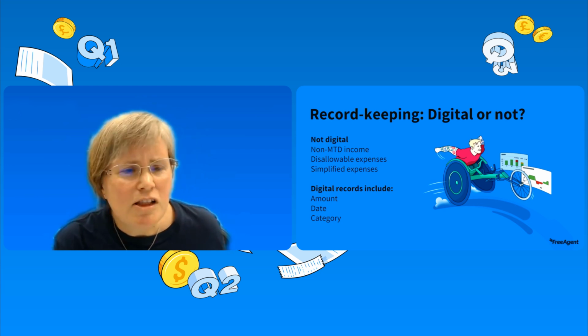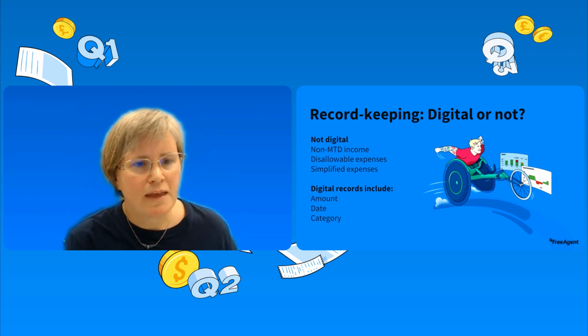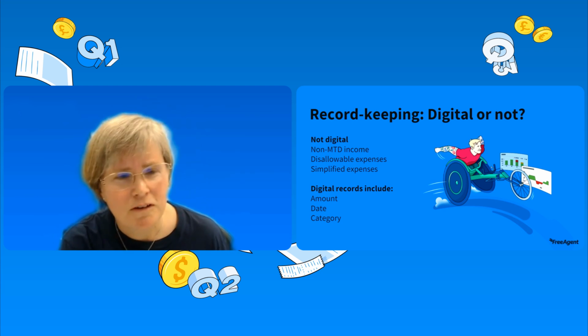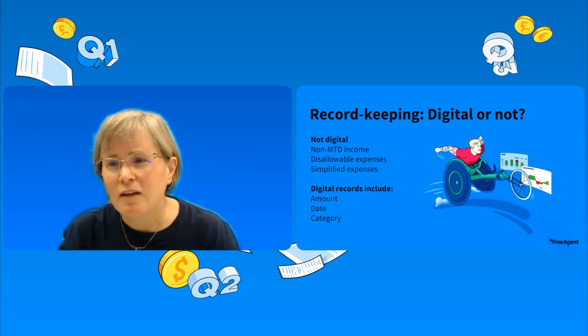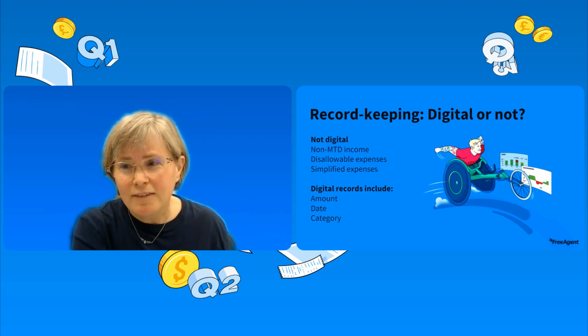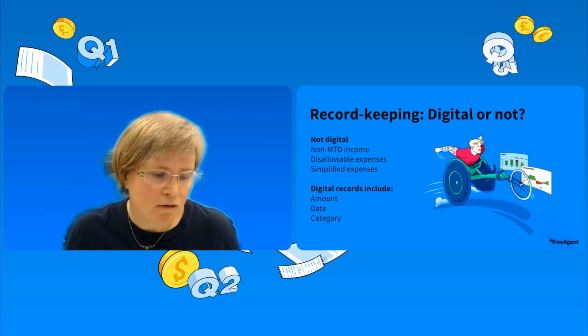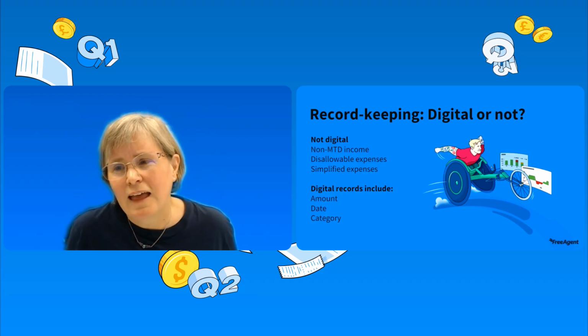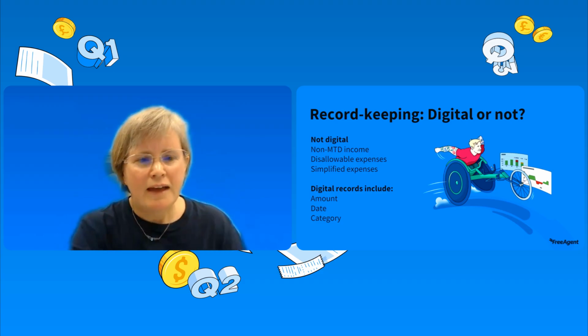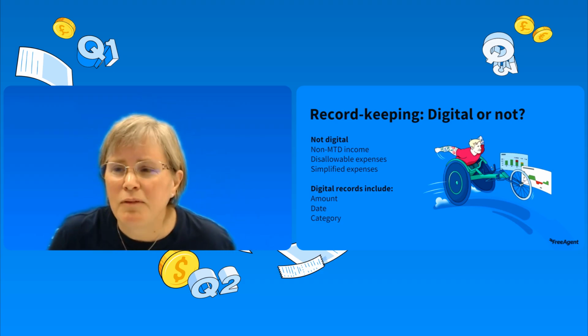When you're making digital records, you have to include the amount of the income or the cost. You have to include the date it took place and what category it's going into. So for instance, letting agents' fees are likely to be categorised separately from travel costs, which are likely to be categorised separately from entertaining nice leaving tenants.